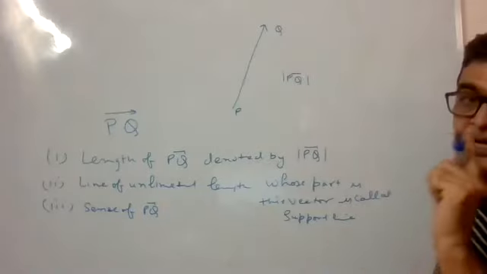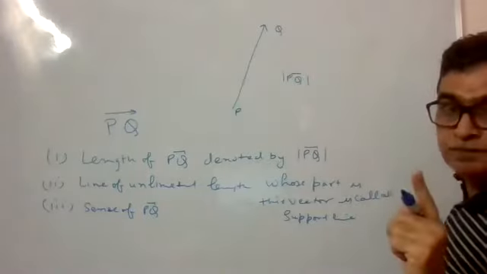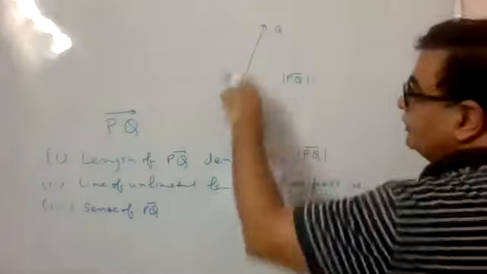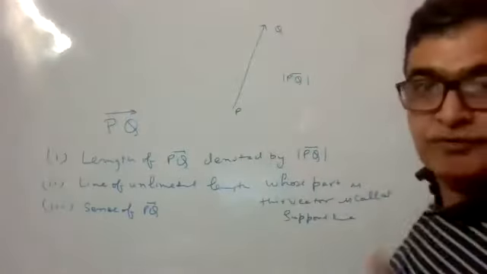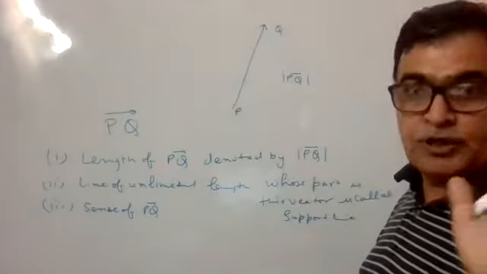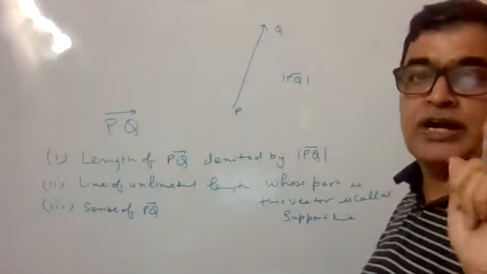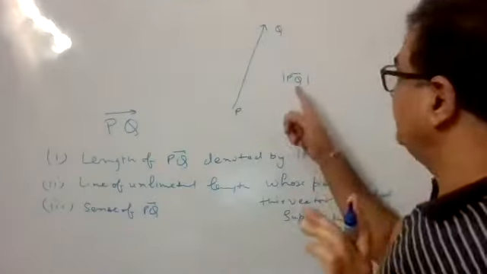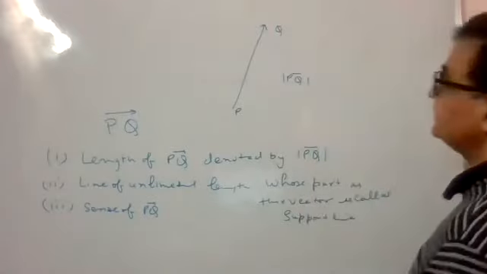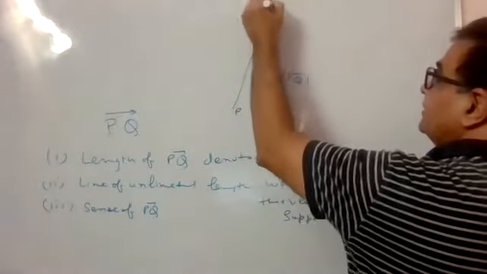So first thing is the length or magnitude you should know. Length of this vector, which is called magnitude of the vector, must be known. If you are representing any vector, first you should know the length of that vector, denoted by PQ vector. Second is the support line.